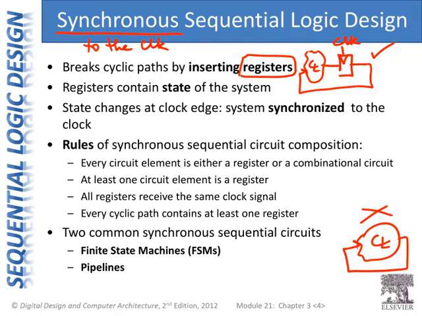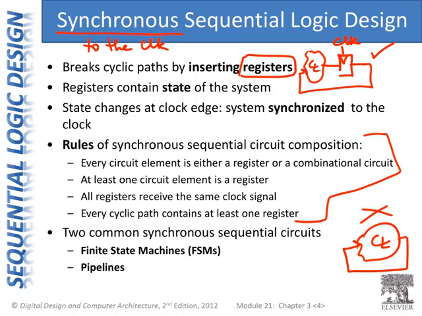This register contains the state of the system, and our state changes at the clock edge. So the system is called synchronized because it's synchronized to the clock. That state's only going to change at the clock edge. So I'm going to talk about these high-level rules of synchronous sequential circuit composition. It'll make more sense once we do an example. So keep it in the back of your mind, and when we come back to it, it will make even more sense.